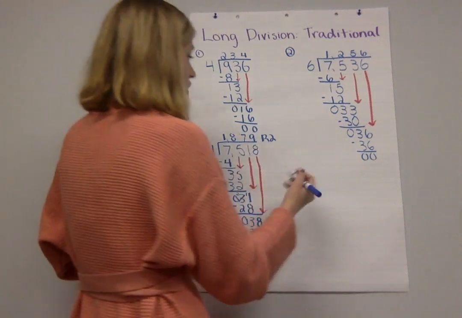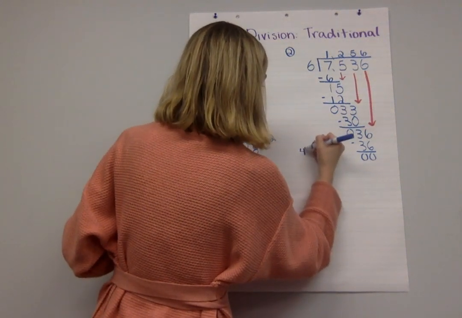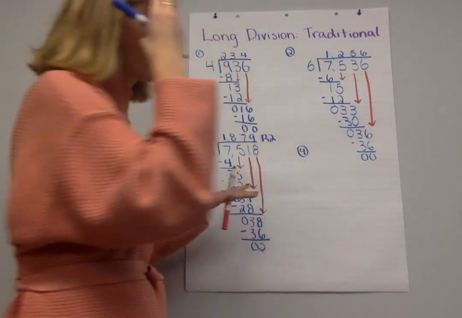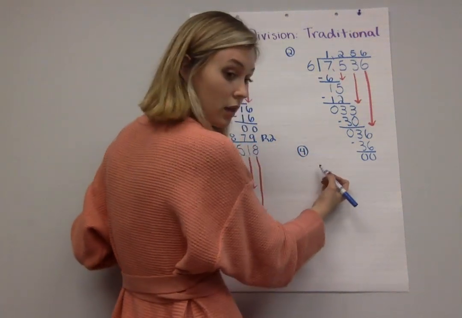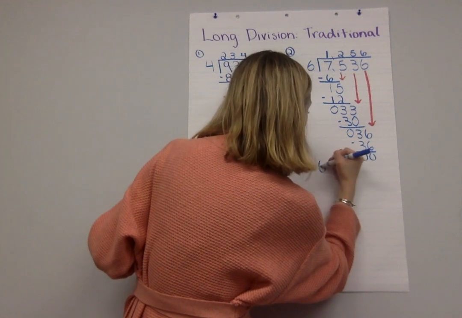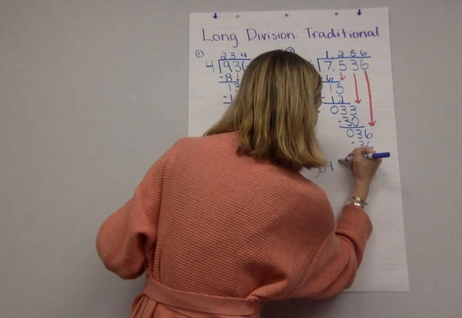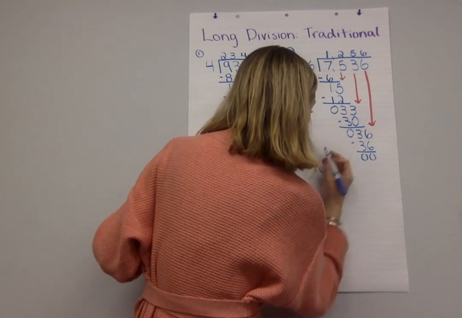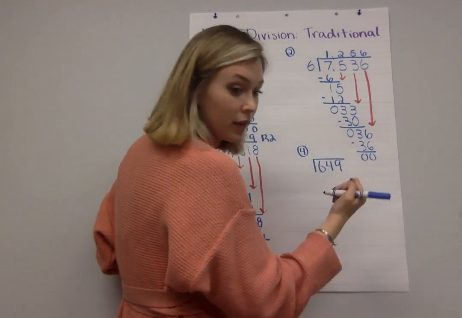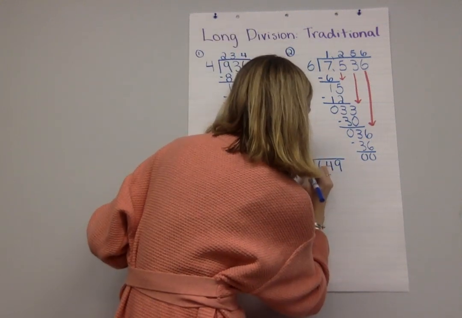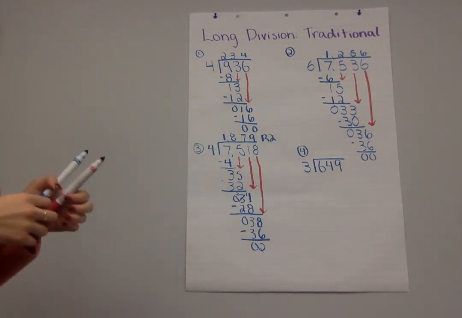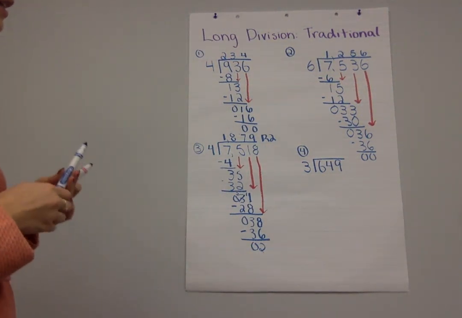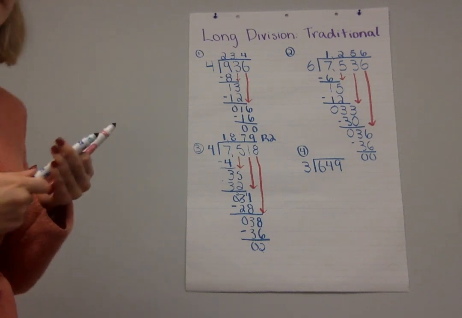All right, let's finish off with one last problem. Number 4 over here. And this one is going to be 649 divided by 3. I'll give you a second to write that down. 649 divided by 3.